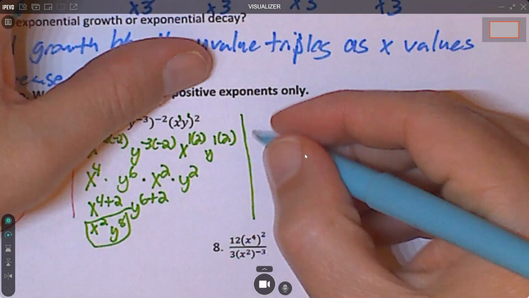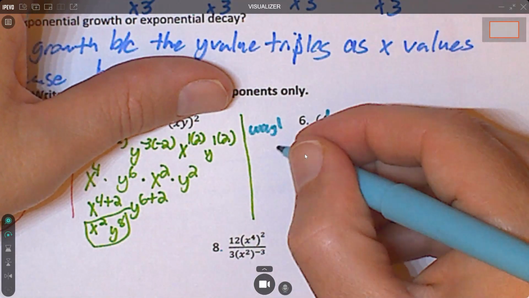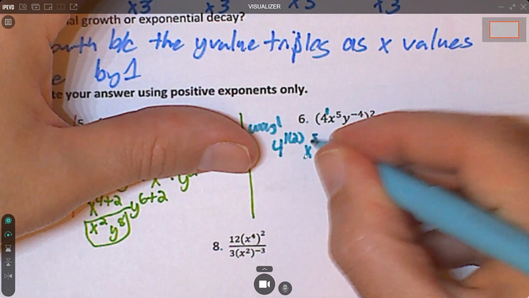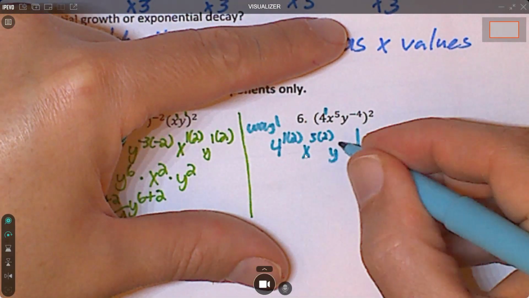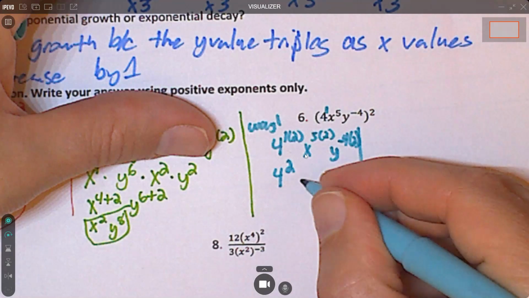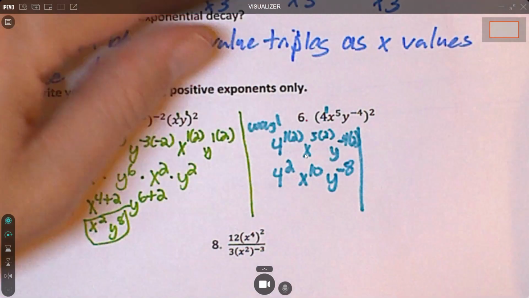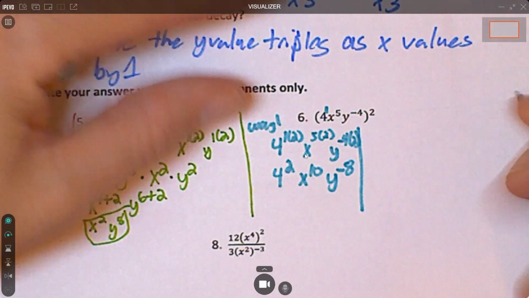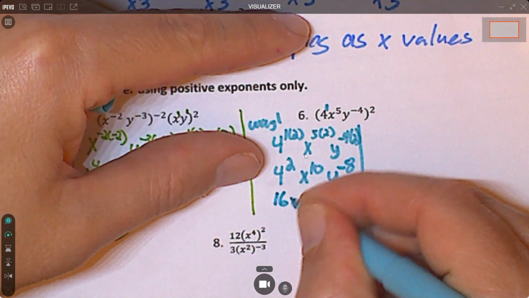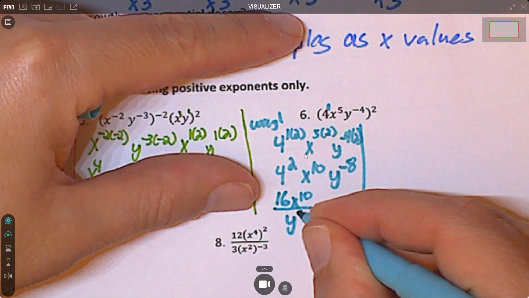Okay, way 1 is 4 to the first. 4 to the 1 times 2. X to the 5 times 2. Y to the negative 4 times 2. So we get 4 squared, x to the 10th, y to the negative 8. Okay, 4 squared, 16. X to the 10th. Y to the negative 8 means it moves into the denominator to make it a positive power.